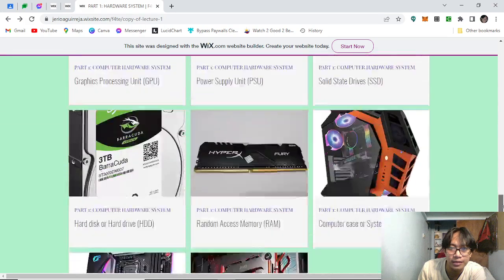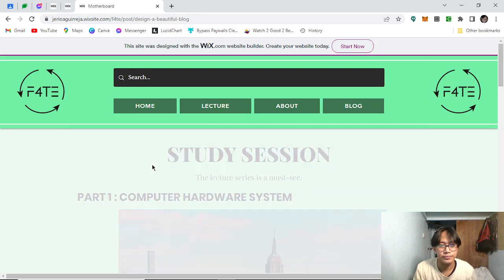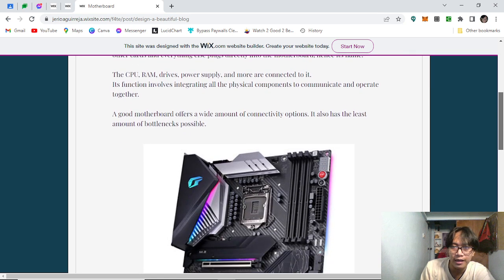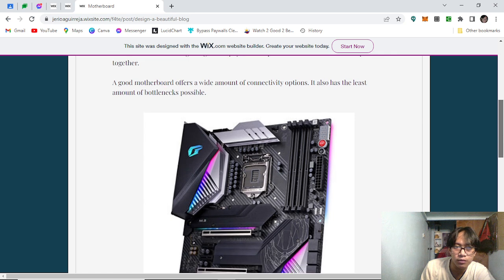And next is the motherboard. Motherboard is the main board that is screwed directly inside the computer case. All other cards and everything else plug directly into the motherboard, hence its name. The CPU, RAM, drives, power supply, and more are connected to it. Its function involves integrating all the physical components to communicate and operate together. A good motherboard offers a wide amount of connectivity options. It also has as little bottleneck as possible.